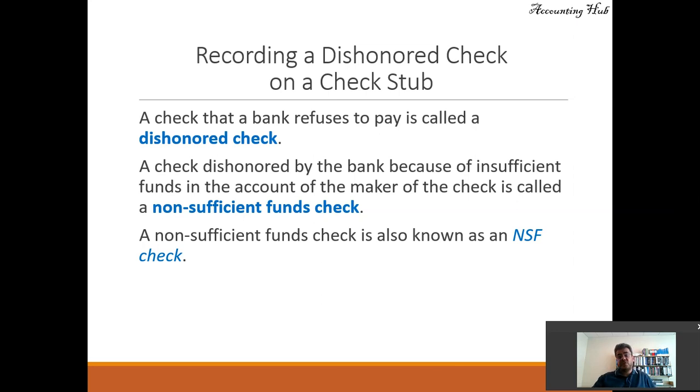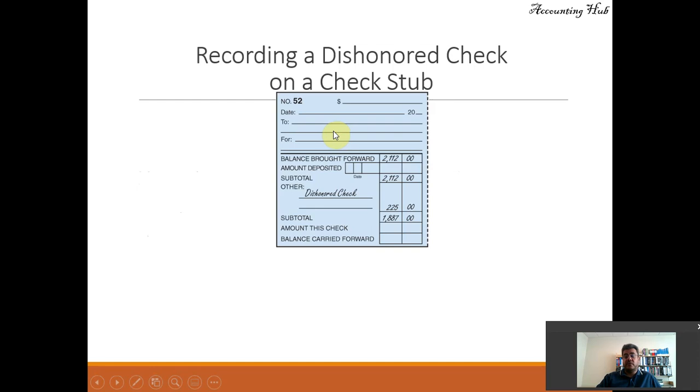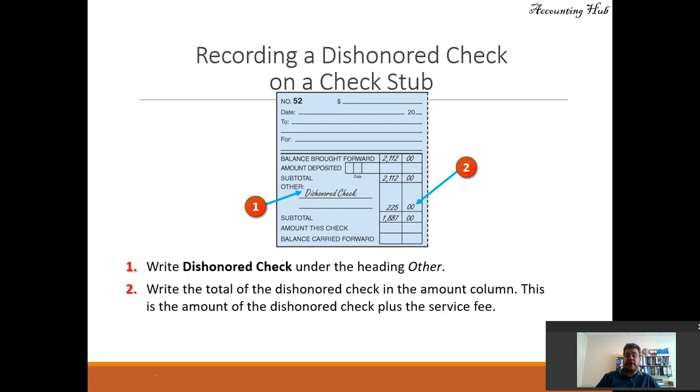We can also have other situations for a dishonored check, for instance fraud or a stolen check. We just got a stolen check and so on, but usually it is the non-sufficient funds check. So we deposit it and then the bank gives it back to us, so we reduce our bank balance. First of all, write this dishonored check under the heading Other. Number 2, the amount of the check, $225, and finally record the new subtotal.